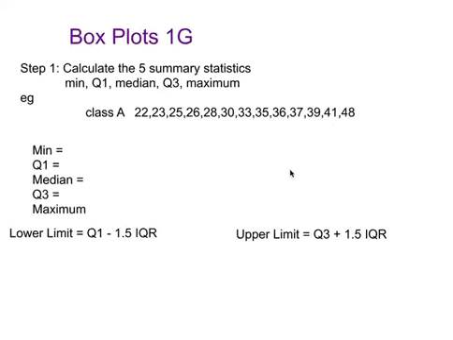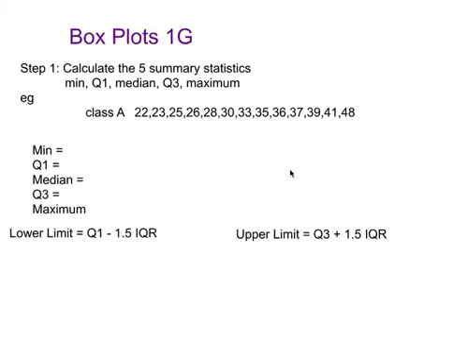Today is box plots, exercise 1G. To be able to calculate or draw a box plot, first of all you need to do what is called the 5 summary statistics. So what that is, you need to be able to calculate the minimum value, Q1, median, Q3 and maximum value.